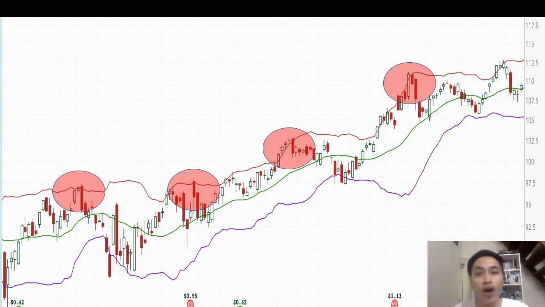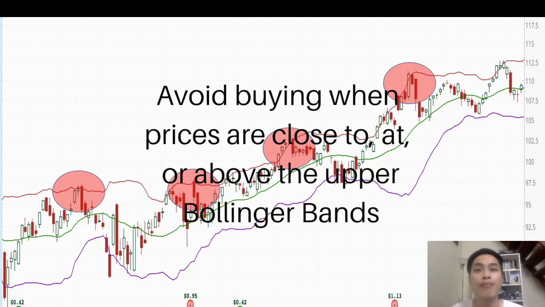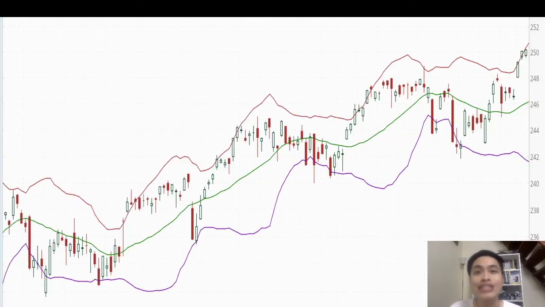Definitely. As with all indicators in investing and trading, there's no indicator that is 100% right all the time. What indicators such as the Bollinger Bands do for us is give us a higher probability of success in the stock market. Prices may continue to rise when they are close to, at, or above the upper Bollinger Band, but they are more likely, and have a higher probability, to decline at that area. So that's the first strategy for Bollinger Bands: avoid buying when prices are close to, at, or above the upper Bollinger Band.